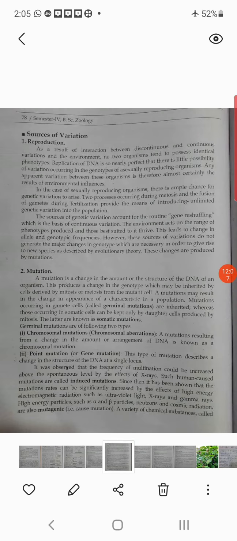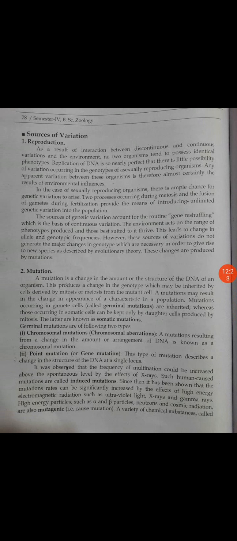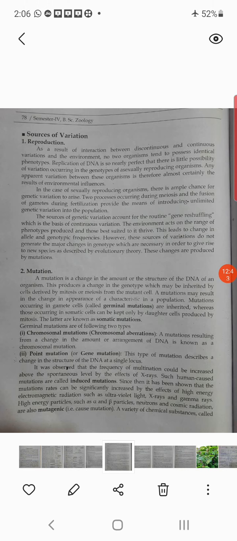So, sources of variation. The first one is reproduction. Just the first point we see, germinal and somatic variation. So this starts from the reproduction. Any changes in the chromosome or gene at the time of fetus formation, that variation occurs, that's why it is called during the reproduction. Replication of DNA is not nearly perfect, and there is a little possibility of variation occurring in the genotype of a sexually reproducing organism.